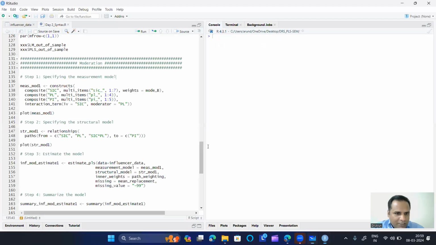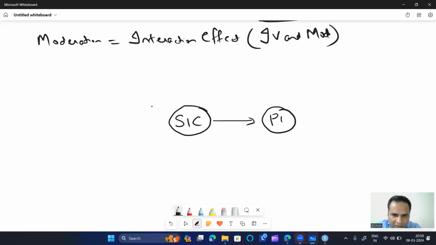And now what I'm conceptualizing, if you see, I've created an interaction term in the name of PL, and I'm saying this pursued likeness. This pursued likeness will moderate the relationship of SIC and PI. Pursued likeness will moderate the relationship of SIC and PI.